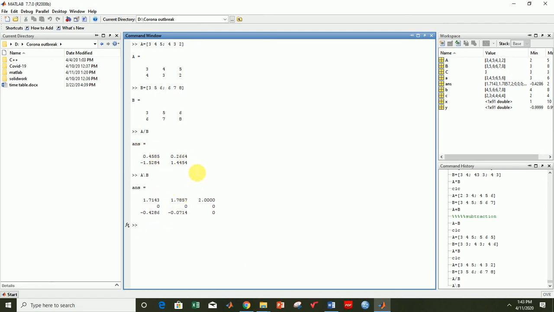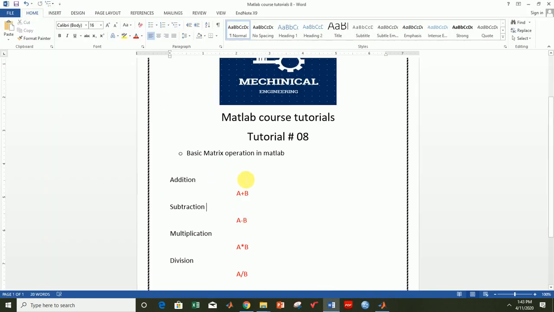So this was the way to do some basic matrix operations like addition, subtraction, multiplication and division. So this was a very easy tutorial.